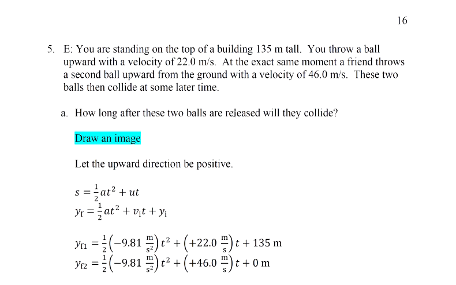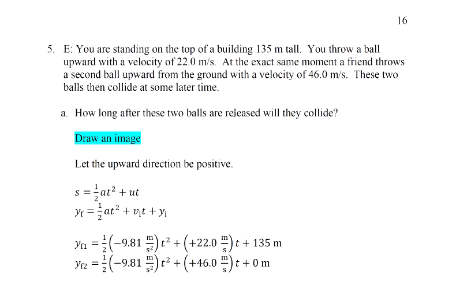Question 5. You are standing on the top of a building 135 meters tall. You throw a ball upward with a velocity of 22 meters per second. At the exact same time, a friend throws a second ball upward from the ground with a velocity of 46. These two balls then collide at some later time. Part A, how long after these two balls are released when they collide?